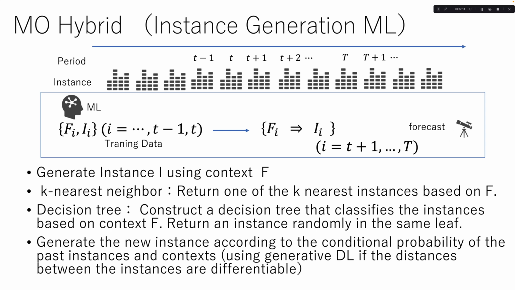The second component is problem instance generation (ML). This component predicts and generates not only parameters like demand but also the problem instances themselves, with the aim of generating problem instances when the future context is known. When instance similarity can be defined, the k-nearest neighbor method can be easily applied. Other approaches, such as decision trees or deep learning, can be considered depending on the problem instances.